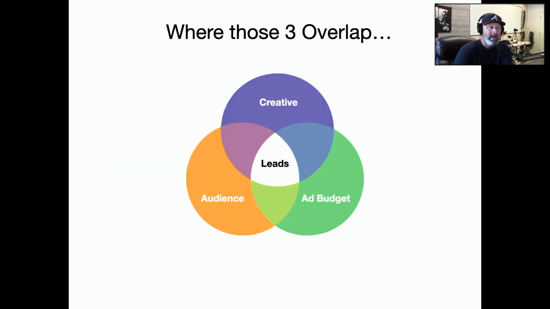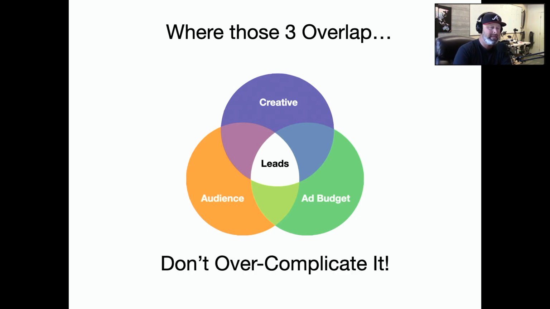All right. And what they're going to do is they're going to take those three elements and they're going to overlap them. And the way that those three things overlap is going to result in a lead. Okay. Your creative, your ad budget, and your audience. Okay. We don't need to get any more complicated than that. All right. We'll jump into how that information is used in the context of your clinic.